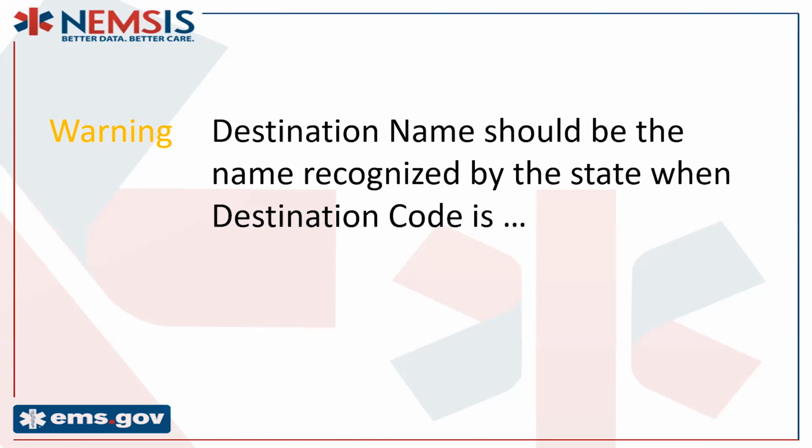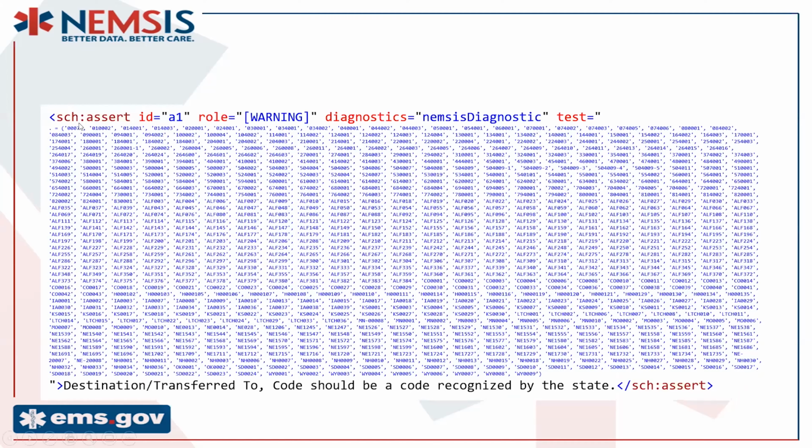And here's the hard-coded approach to implementing one of these rules. So this rule here is the one that says that the destination code should be a code recognized by the state. The hard-coded way of implementing this is to create a Schematron assert where the test is that the destination code is one of these values. And so then this just gives a comma-separated list of values. If the destination code is one of these, then the assert passes and we're good. And if it's not, then the assert fails.